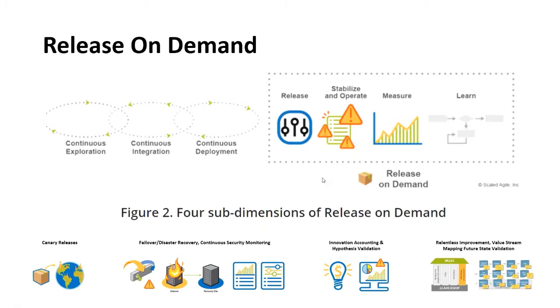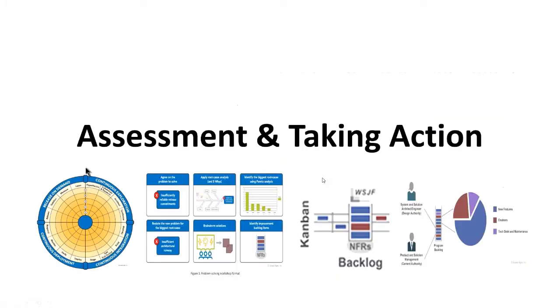Lastly, we need to learn. We do this through relentless improvement, value stream mapping for the future state validation. The relentless improvement is part of the house of Lean, SAFe's application of Lean, and this also has to be implemented for release on demand to work. Now, you start wherever you are, and you probably want to take some type of assessment, and then you need to take some action. And so I'm going to talk about that process.